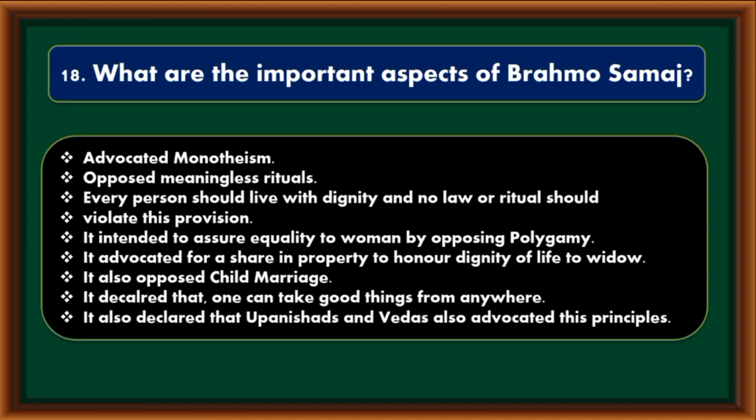What are the important aspects of Brahmo Samaj? Brahmo Samaj advocated monotheism. It opposed meaningless rituals. Every person should live with dignity and no law or ritual should violate this provision. It intended to assure equality to women by opposing polygamy. It advocated for a share in property to honor the dignity of life of the widow. It also opposed child marriage.